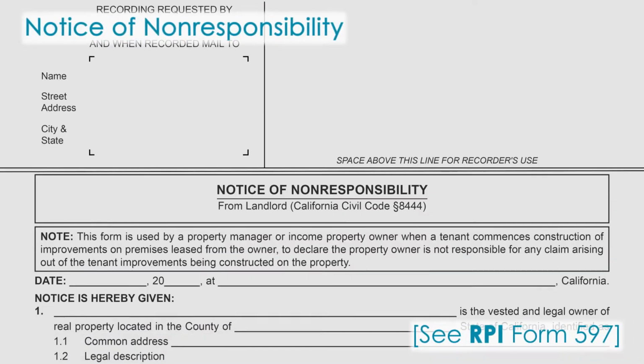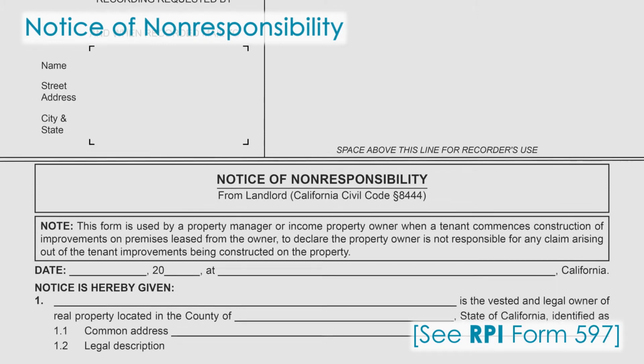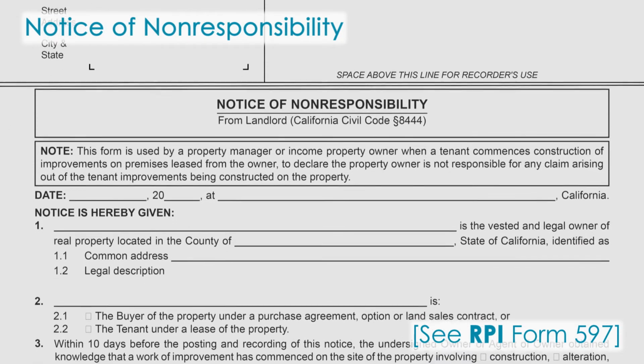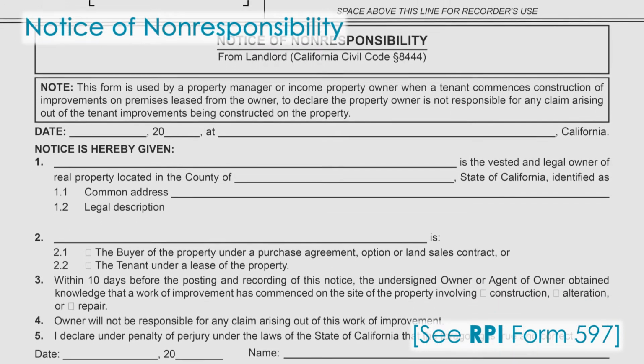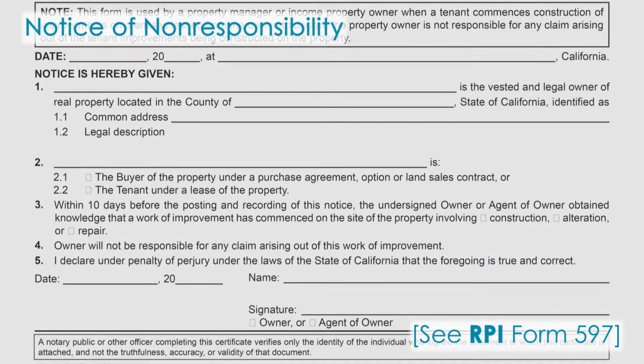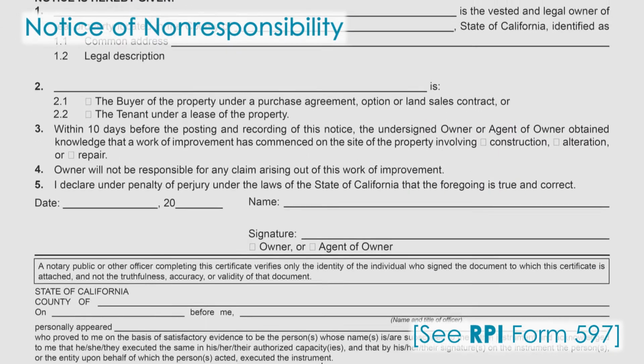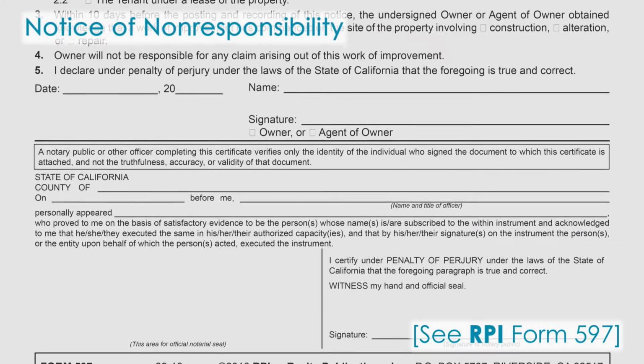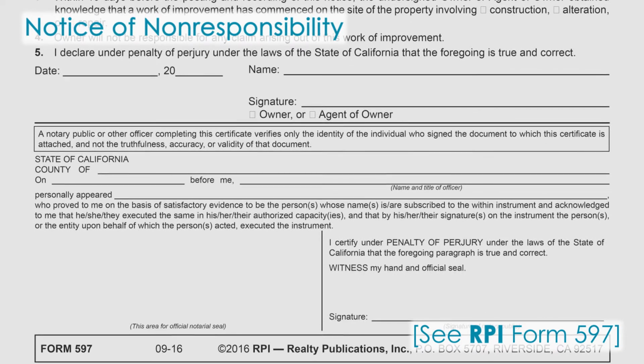Well, quite simply, the statutory form is used by a landlord or property manager when a tenant commences construction on improvements on the leased premises, to declare the property owner is not responsible for any claim arising out of the tenant improvements being constructed on the property.